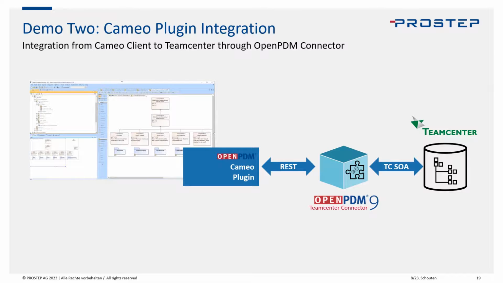So the second type of demo we're going to do is the Cameo plugin integration. And this is a plugin directly into the Cameo client, the Systems Modeler client, that then enables you to pull up an interface and search for data, be able to pull data in. In some cases, if you wanted to, we could also push the data and then configure the Cameo plugin to do the type of use cases that you're interested in.